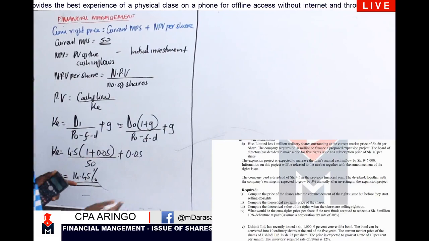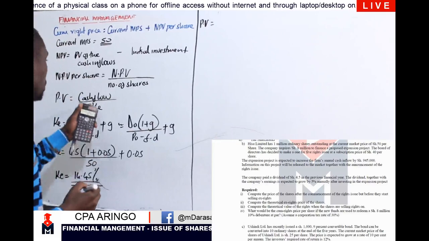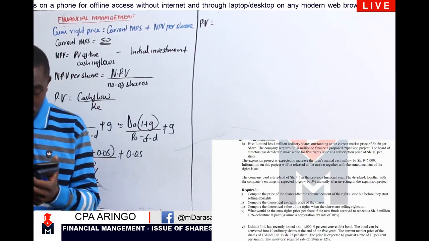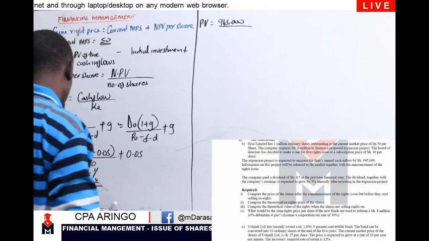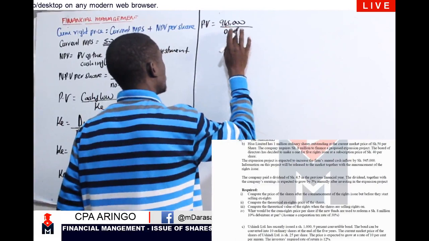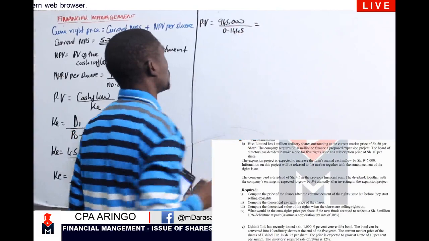Once we have our cost of equity, that will be simple, because the other element I need to do is to determine my present value. To determine our present value, we are given the cash flow. What were we given as our cash flows? We are given an annual cash flow of 945,000. We divide by our KE, which we determined to be 14.5%, 0.1445. So that should give us what? This should give us 945,000 divided by 0.1445.